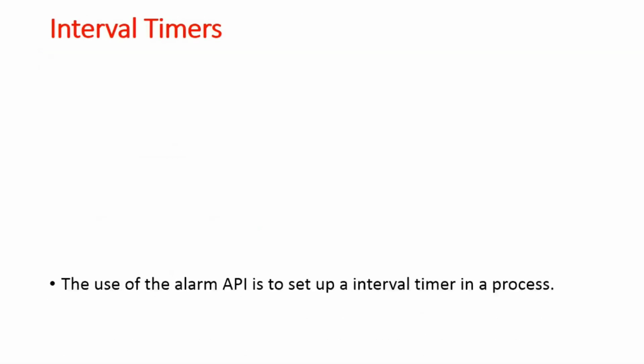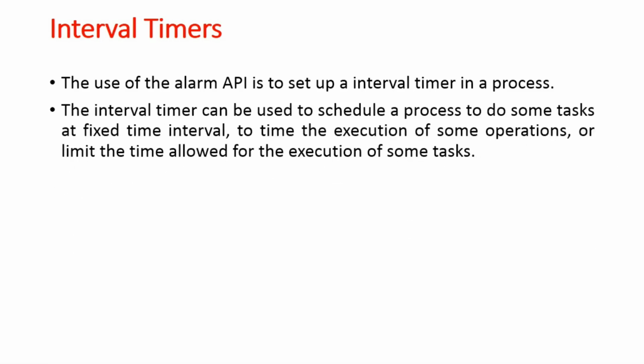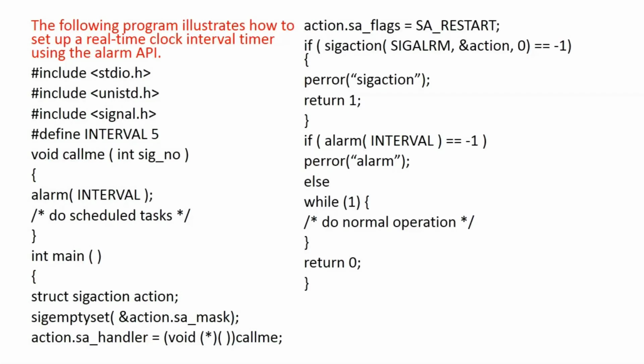Interval timers. The use of the alarm API is to set up an interval timer in the process. The interval timer can be used to schedule a process to do some task at a fixed time interval, to time the execution of some operations, or limit the time allowed for the execution of some task. So based on the time interval, the process should do some task. The following program illustrates how to set up a real-time clock interval timer using the alarm API.